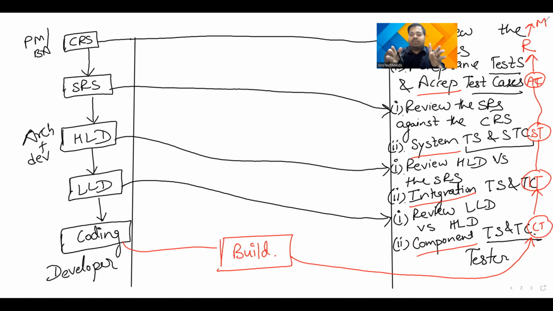Both my developers and testers are working parallelly, first in reviewing the documents and later testing the application, right? Whatever is happening on the left-hand side is called verification. Whatever happens on the right-hand side is called validation.